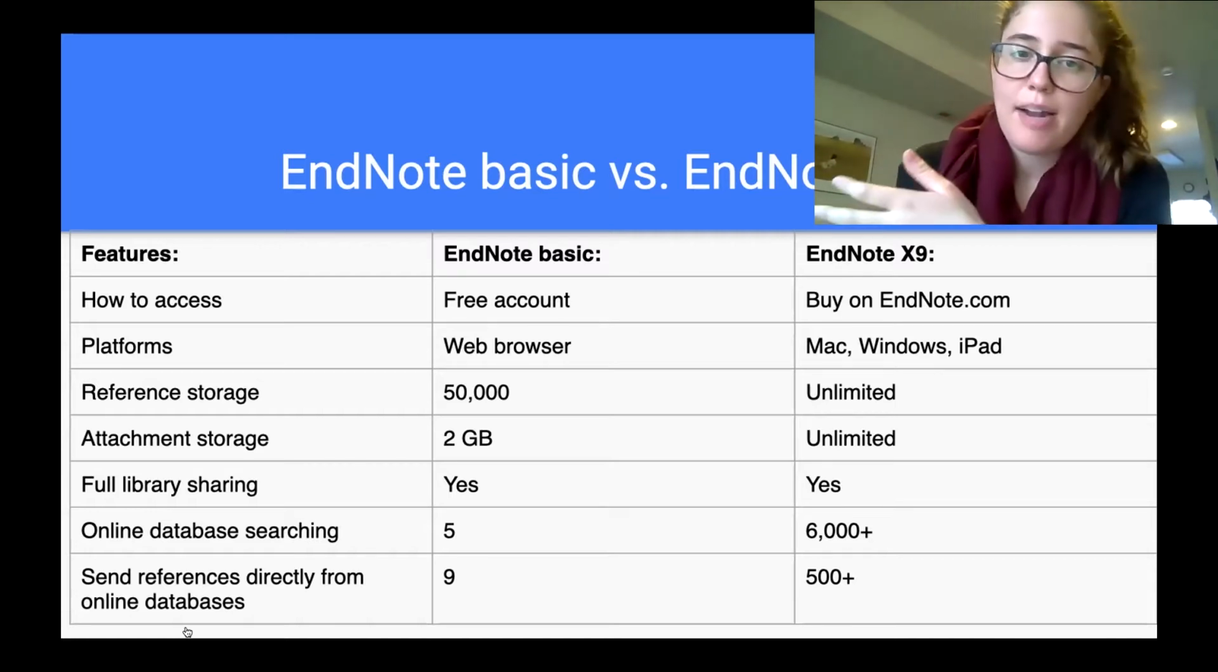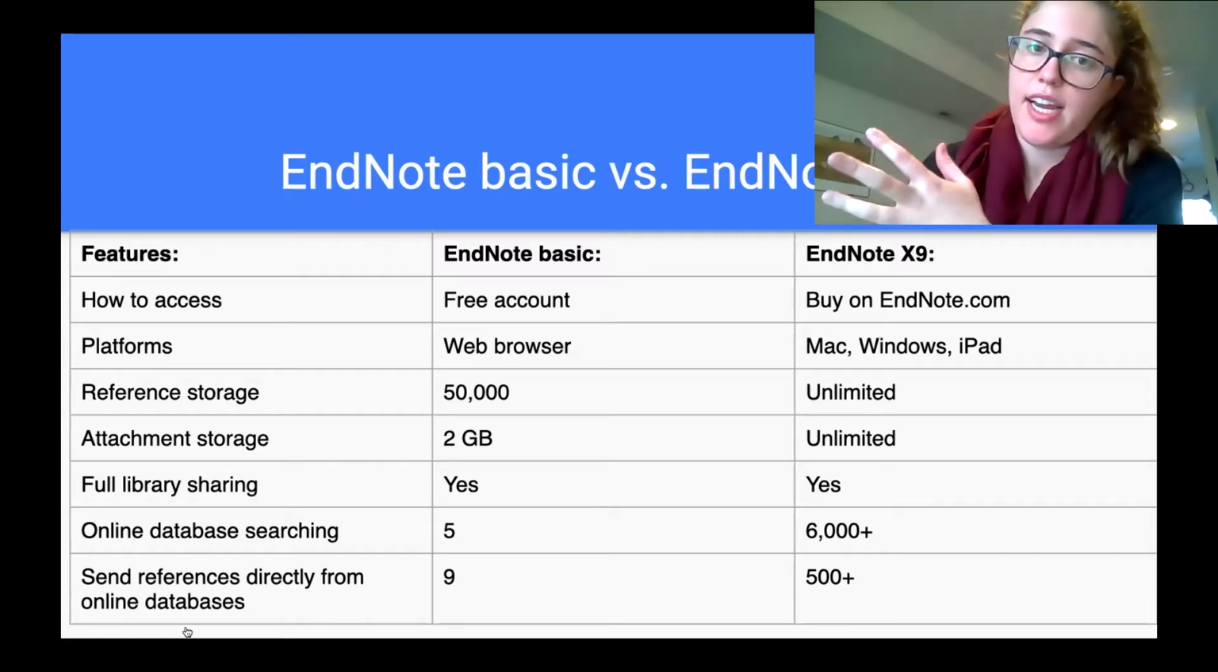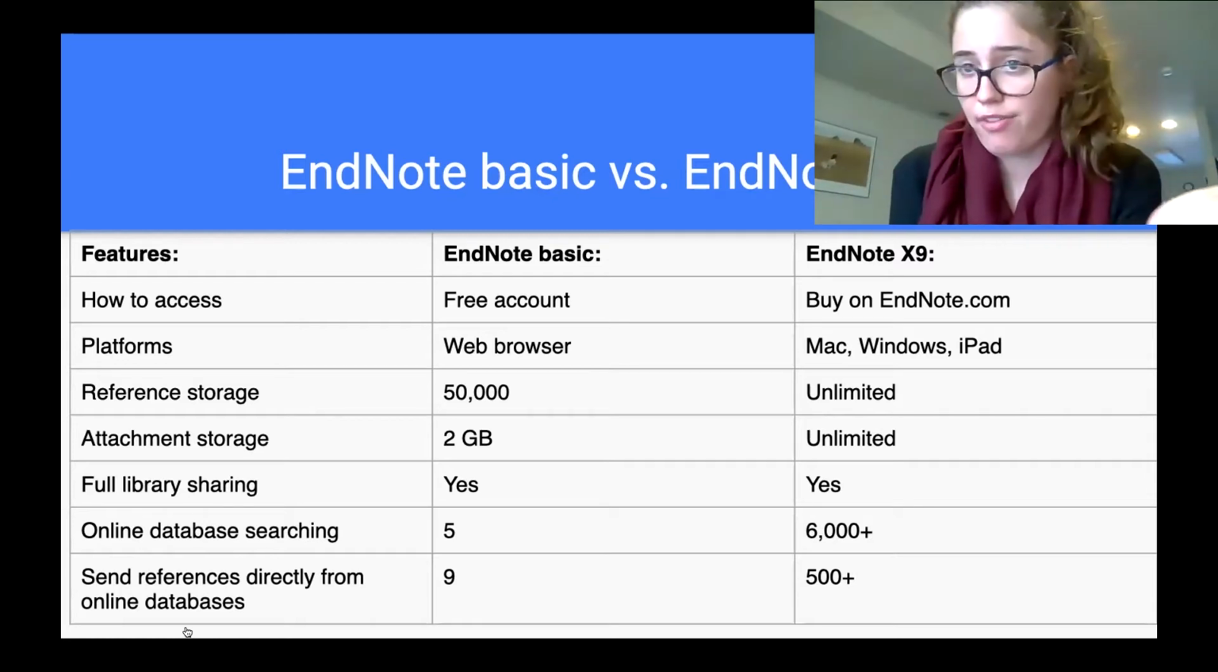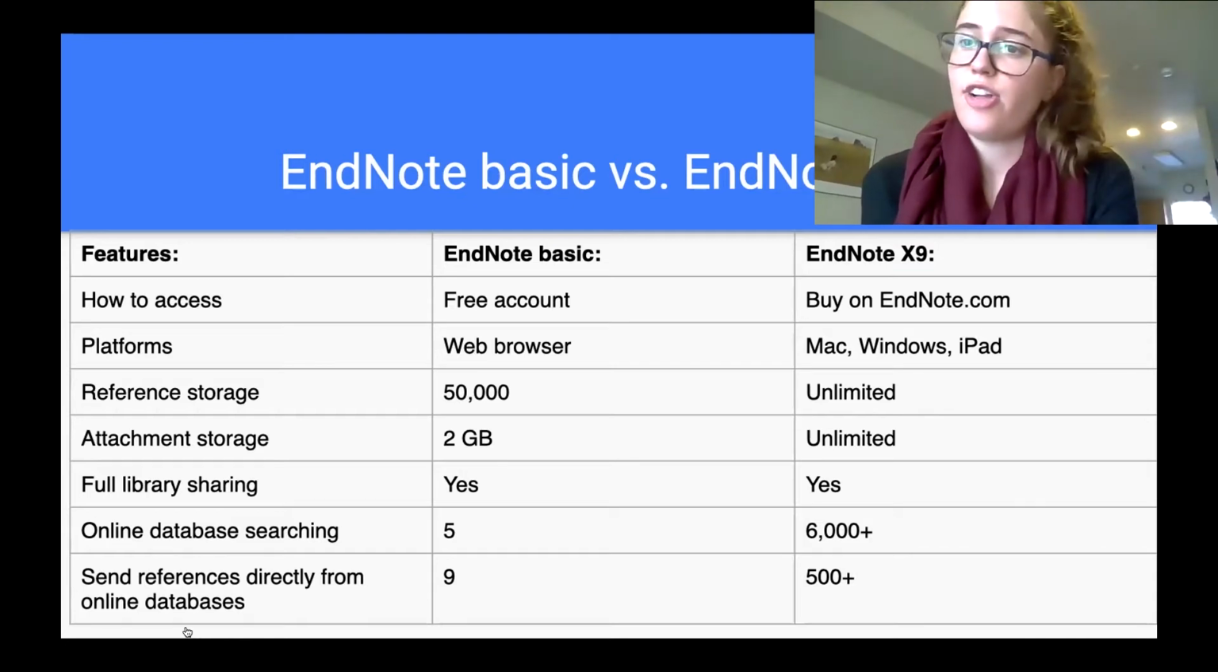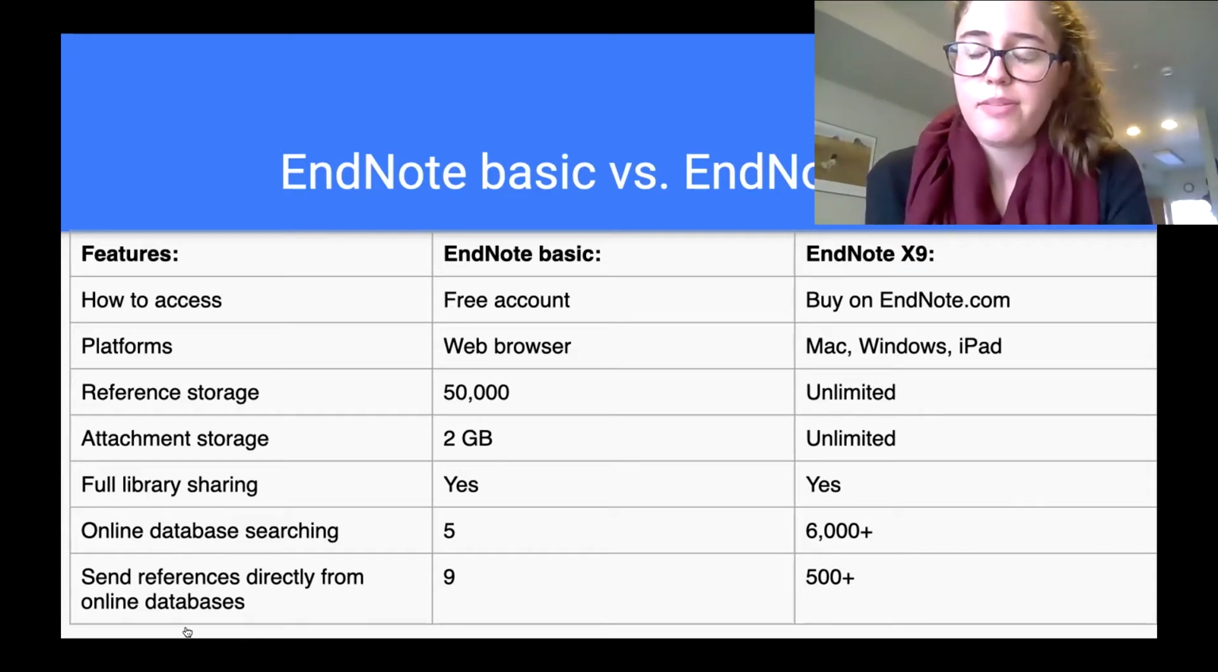Although the web version does have full library sharing, you can add attachments. It has a lot. You can have 50,000 references in the free one. So again, it's not necessarily going to be to the level of the big full version, but it does have a lot of other great resources too. Next slide.